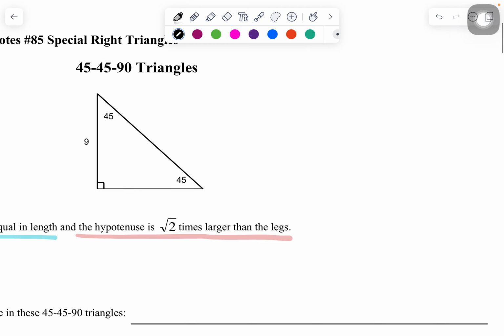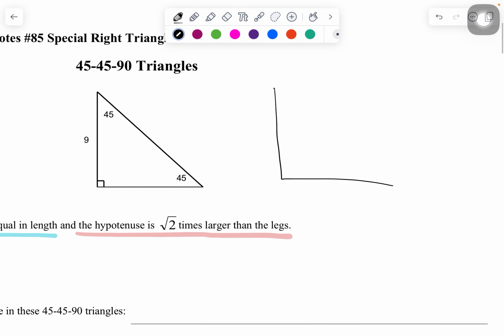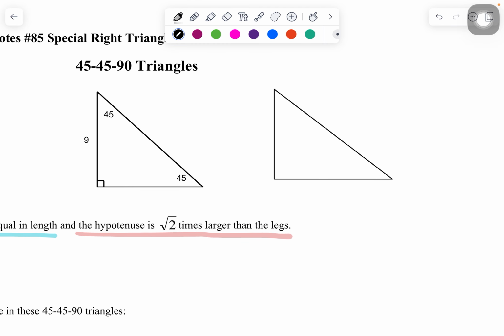Well, in a generic way, I'm going to draw a little right triangle here. Okay, so we have a 45-degree angle and another 45-degree angle.